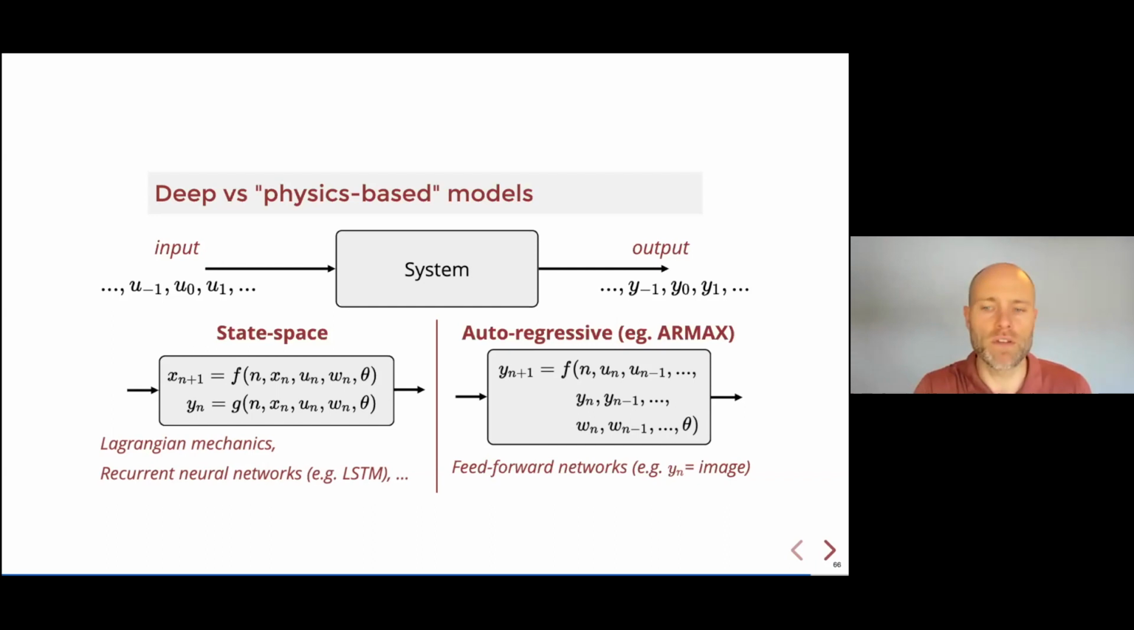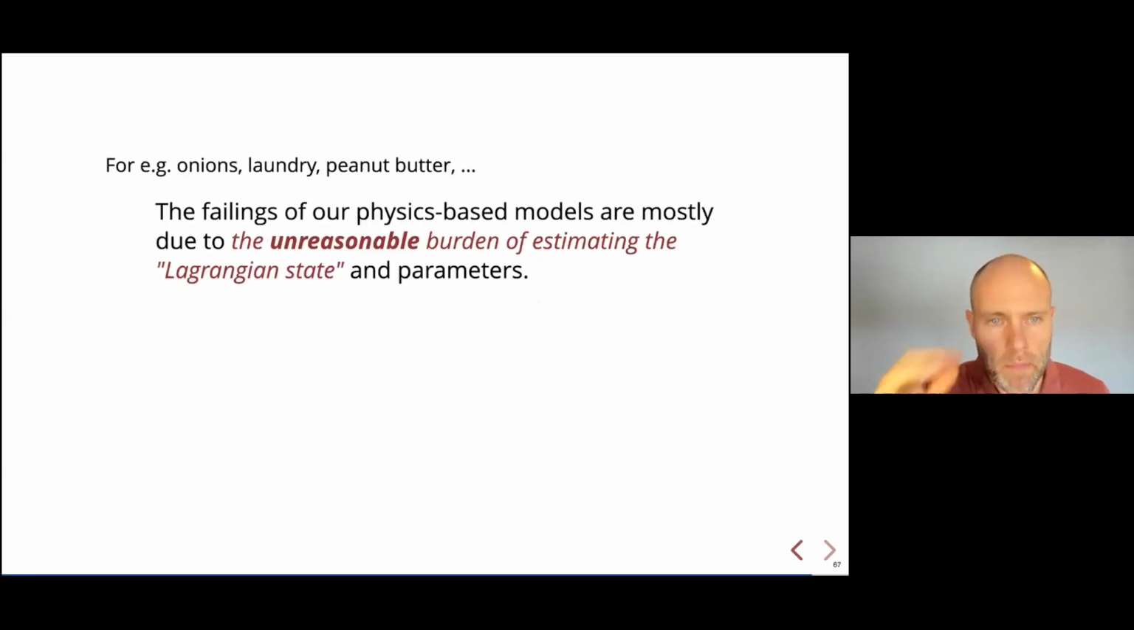Of course, you can go back and forth, and that's what people are doing in language. You can take any finite history of inputs or observations, and you can call that your state. Okay, but for onions, laundry, peanut butter, I don't think that our physics-based models are somehow failing due to the representational power. They're very rich. I think what they're failing on is the unreasonable burden of trying to estimate the Lagrangian state and the parameters, right? The state space models are beautiful and compact, but they put the burden of state estimation on you. And what we're seeing in the input-output models is you don't have that burden of state estimation, so they seem to work well and they seem to work better.